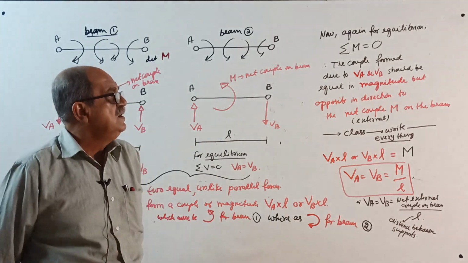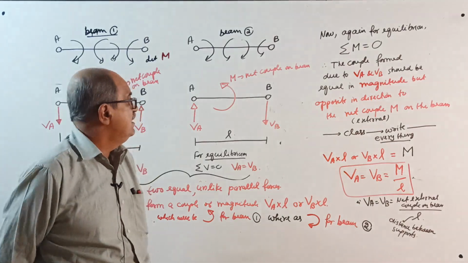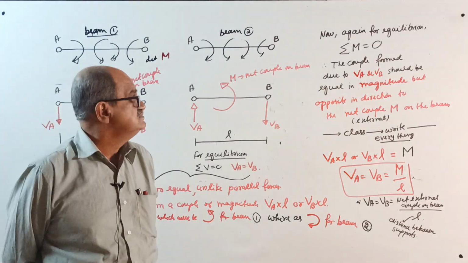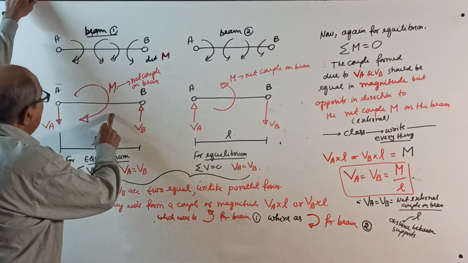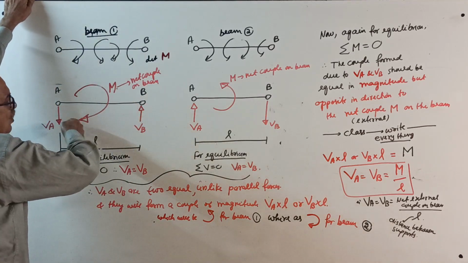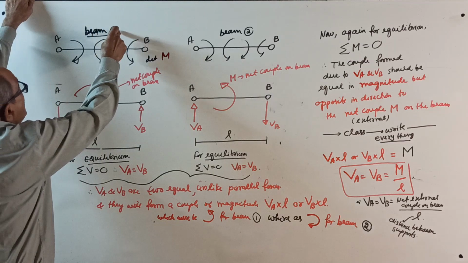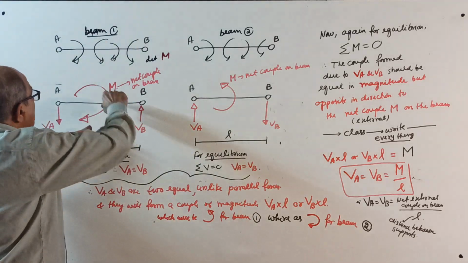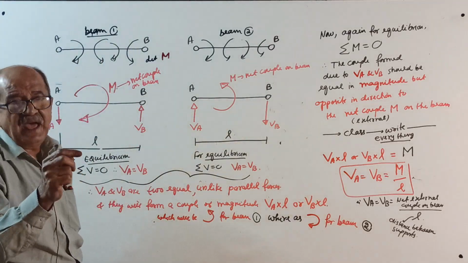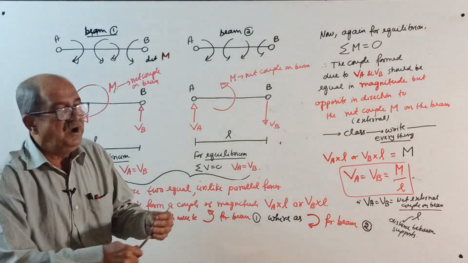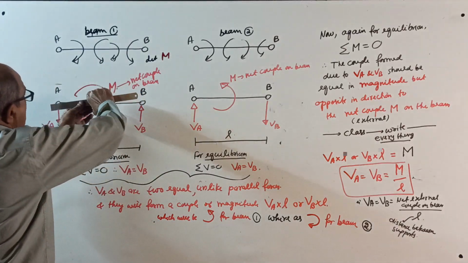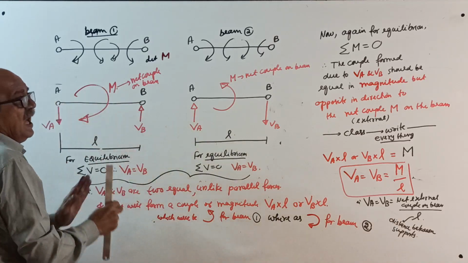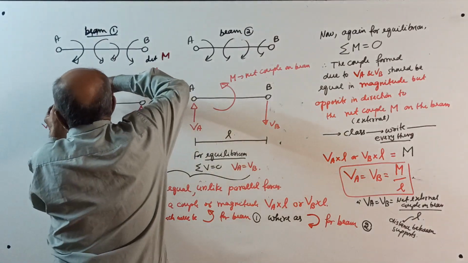Okay, now, what about direction? Correctly observe how the reaction will come. Now, see, this couple M is clockwise. You should write, consider beam 1. This couple M is clockwise. See what happens. If you hold here and apply a clockwise couple, it will try to lift the end A upward. It will try to pull it up.